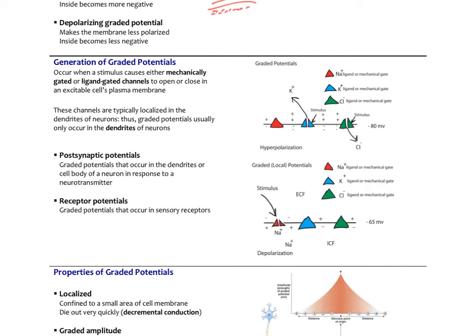So if it's chloride, for example, then chloride rushes into the cell, and that'll make it more negative on the inside. That's going to be important because the more negative you make it on the inside, the less likely that nerve is to fire. A good example of one of these gates is the GABA receptor, the GABA-A receptor.